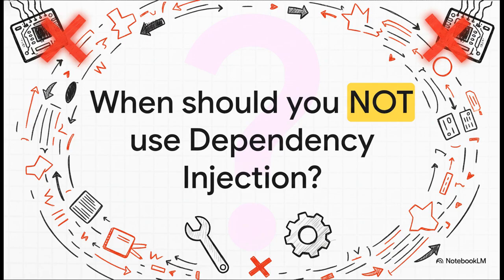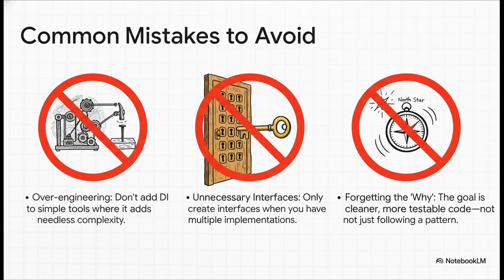Now, with all this power, it's really easy to get carried away. So we have to ask an equally important question. When is this the wrong tool for the job? When should you not use dependency injection? There are a few big mistakes to watch out for. First, just don't over-engineer. If you're building a simple command line tool, you probably don't need all this. Second, avoid making interfaces for absolutely everything just because you can. A good rule of thumb in Go is to only introduce an interface when you actually have a second implementation or you really need it for a test. And finally, always remember why you're doing this. The goal is cleaner, more testable code, not just to say you're following some fancy design pattern.